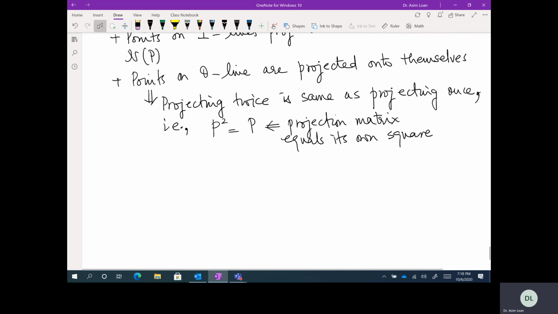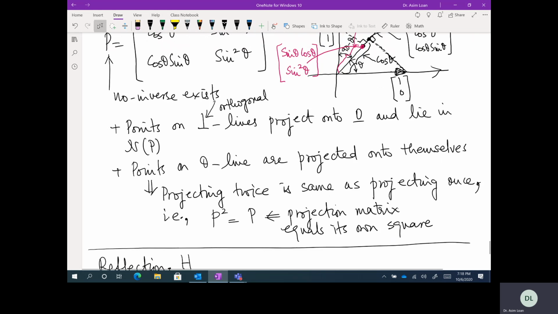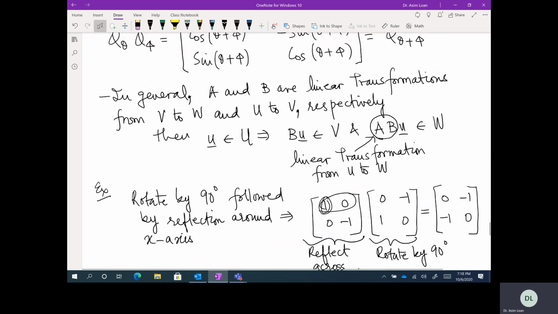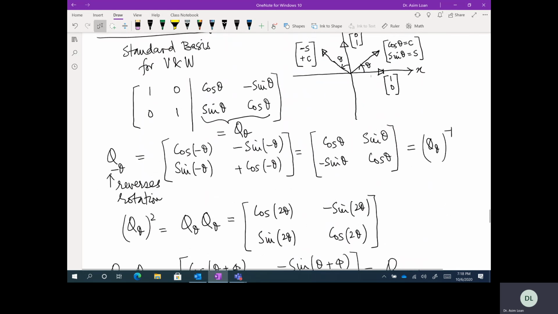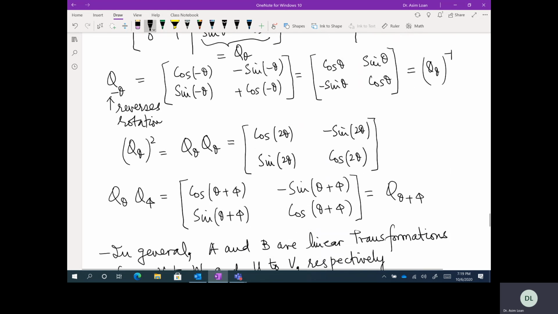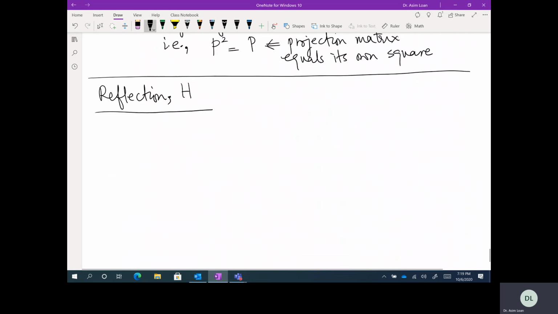Okay, good. So the last one, or maybe the second last one, is reflection. I'm going to find it through another method, using projection P or rotation Q through theta. So reflection, I'm going to find it another way.